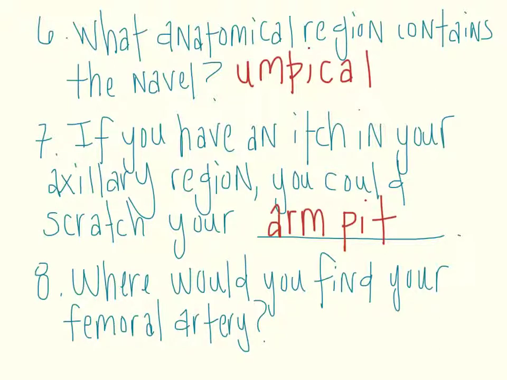And then question 8, where would you find your femoral artery? That would be your thigh. Now question 9 asks you to know all your regional terms. These are on page 16 and 17 in your book, and there are also some green flashcards you should have early on in your notebook. These are all the regional terms, the fancy way of describing a body part. So be sure you take a look at these, but this is just a quick review of those.